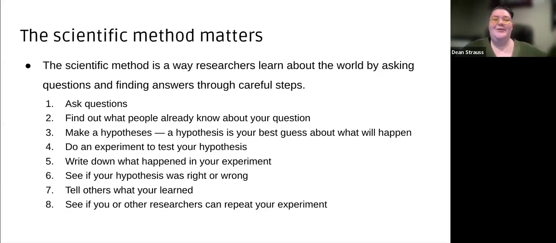Next, you're going to do an experiment to test your hypothesis. This is super important. You're going to then write down what happened in your experiment. It might not be what you were expecting, so you want to see if your hypothesis was right or wrong. Then you want to tell other people what you learned and see if you or other researchers can repeat your experiment. This is super important because we oftentimes want to see if that research can be repeated to make sure that there weren't things mucking up the research. There aren't things like bias getting in the way that maybe we weren't totally right about the outcome. So it's important to see if other folks can repeat your experiments. And this is all going to be the basis for good, solid research.